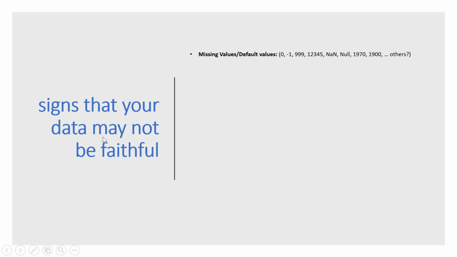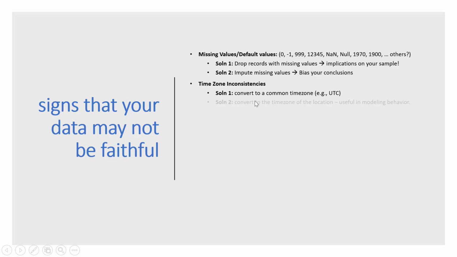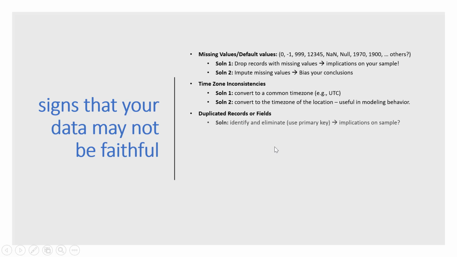These are signs that your data may not be faithful. For missing values, one solution is to drop the records with missing values, which has implications for your sample, or you could impute the missing values, which could bias your conclusion. For time zones, you could convert to a common time zone like UTC, or convert to the time zone of the location, which is useful in modeling behavior in a specific location. For duplicate records or fields, we can identify and eliminate them using a primary key, assuming that there's only one record and the primary key is unique. For spelling errors, we could apply corrections or drop records not in a dictionary.